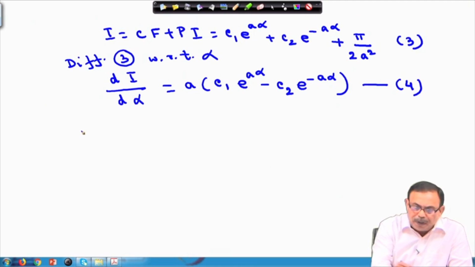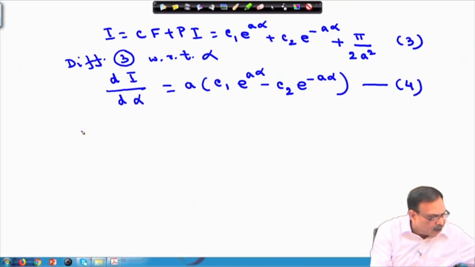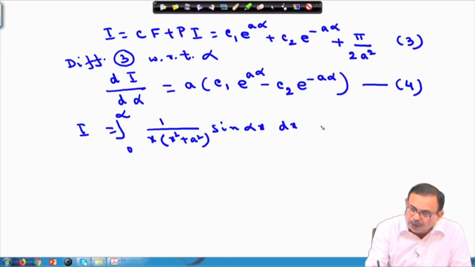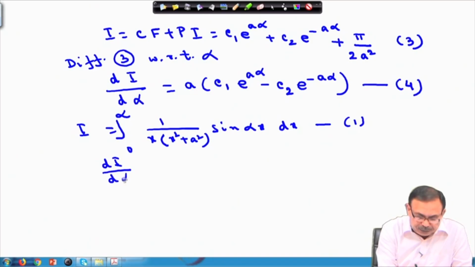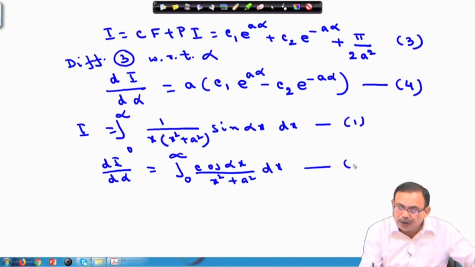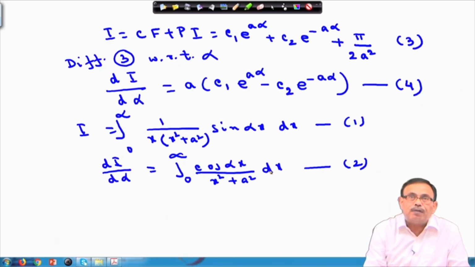So, basically now you have 1, 2, 3, 4. Original I is there. If you wish, I can write down these 3, 4 are also there, and 1 is your given integral. For your simple case, I am writing I = ∫ from 0 to infinity of 1/(x(x² + a²)) sin(αx) dx. This was your equation 1 and your equation 2 was dI/dα equals the integral from 0 to infinity of cos(αx)/(x² + a²) dx. This is your equation 2, this is equation 3, this is equation 4. Now, using these 4 equations, I want to find out the values of C1 and C2.